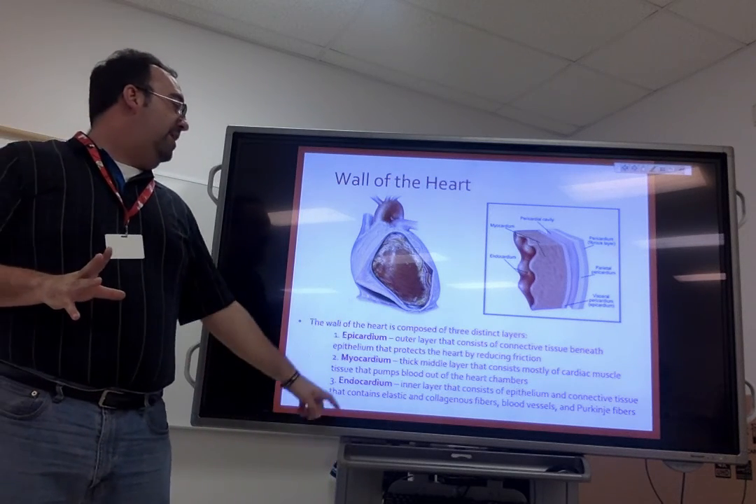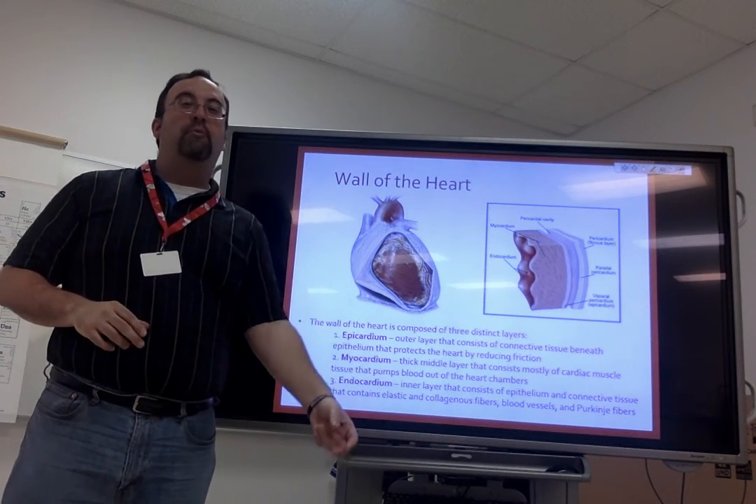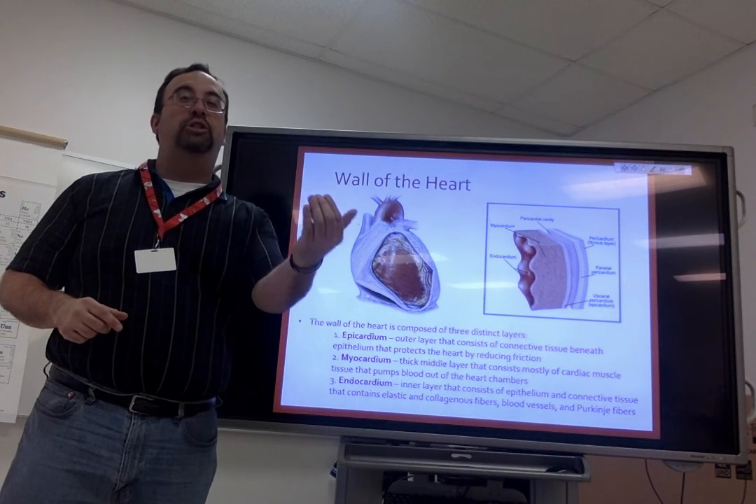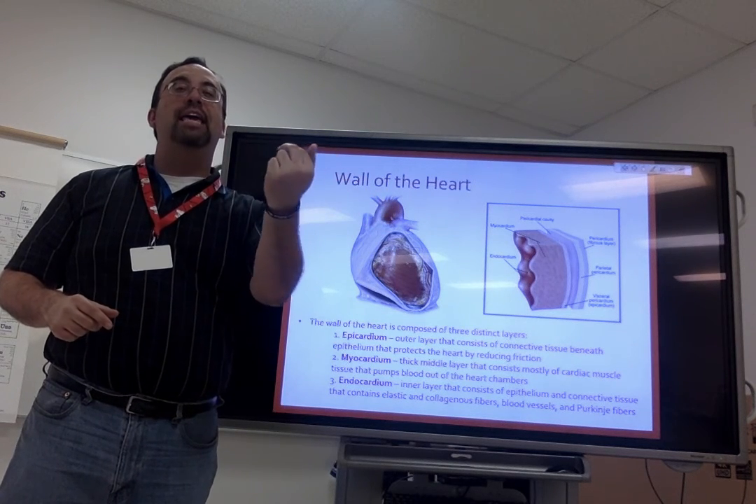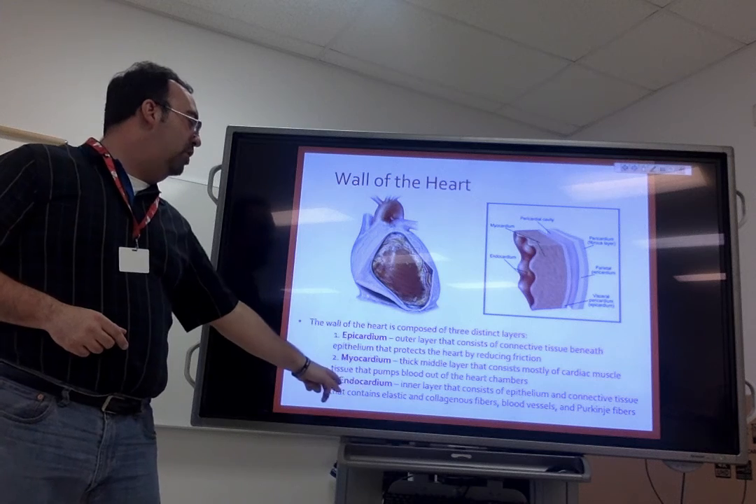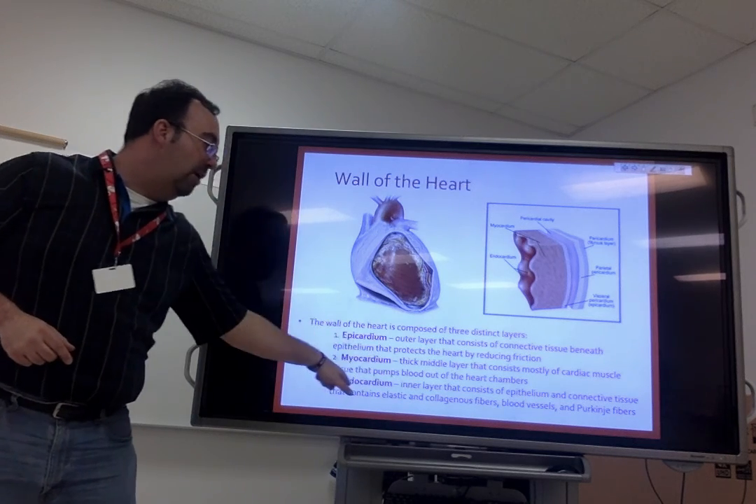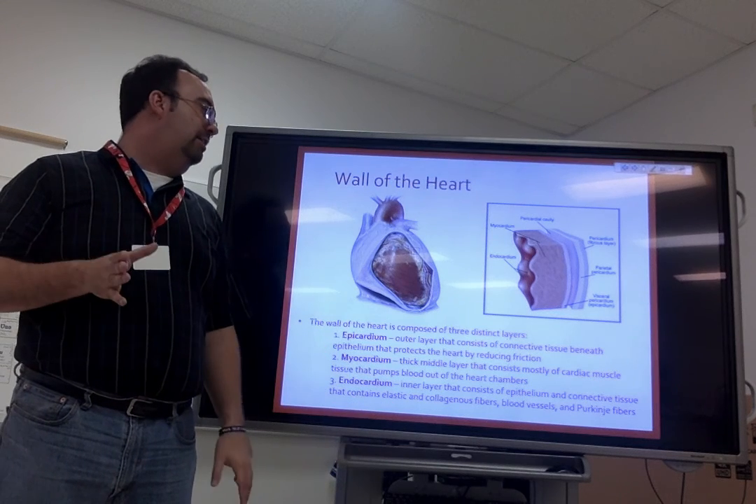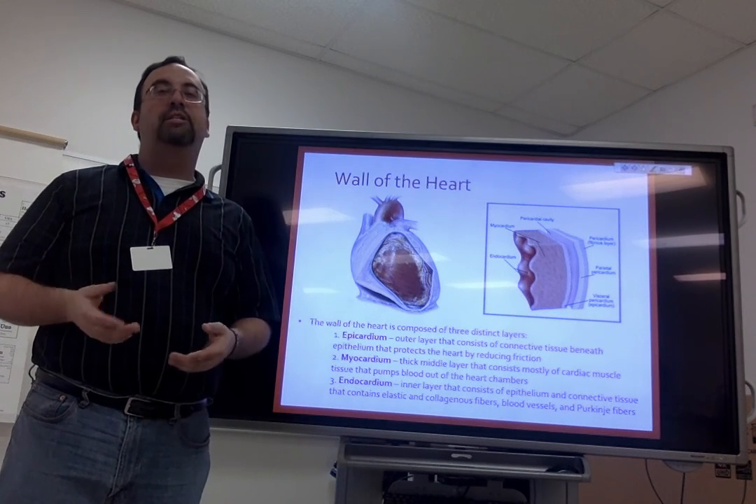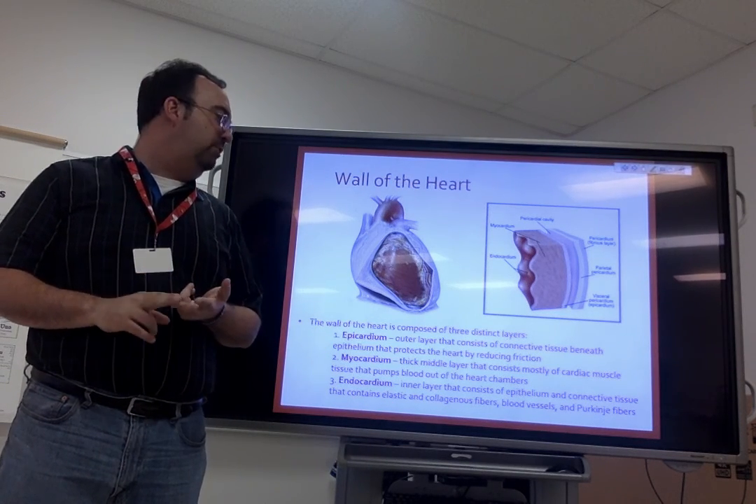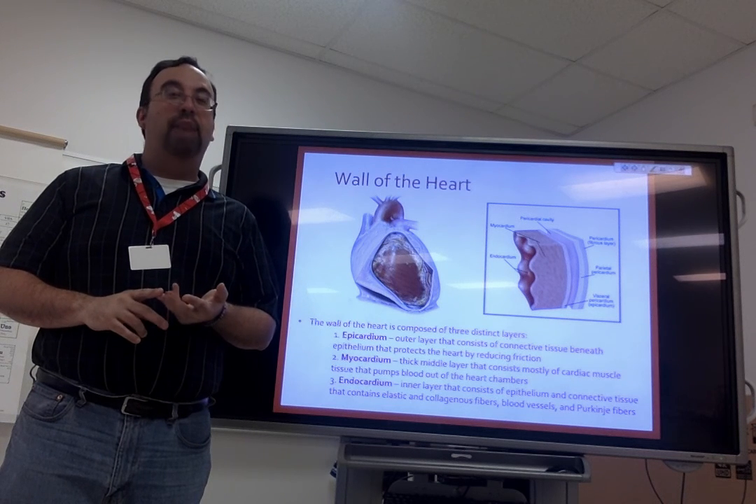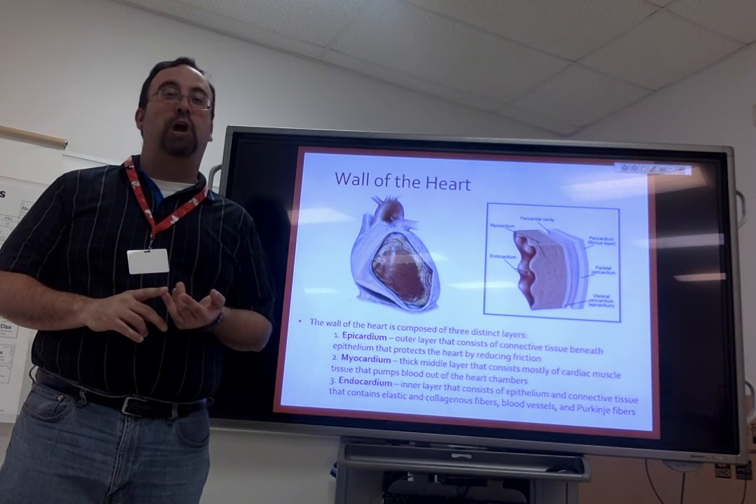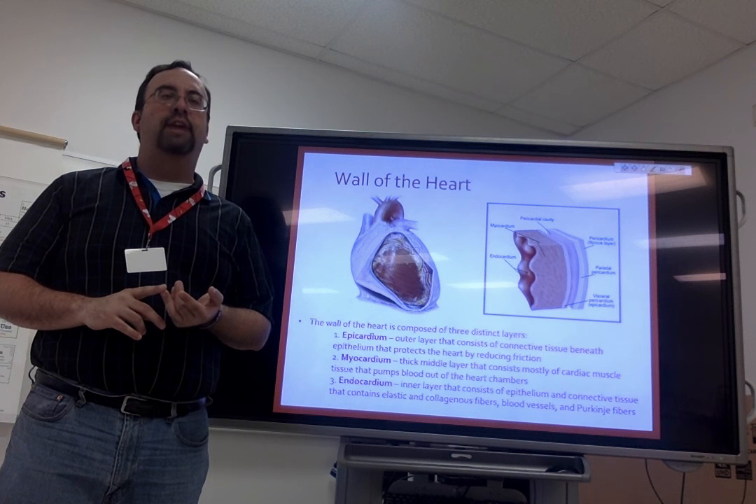And then the endocardium. Remember, when you come into or enter a room, you are coming into. So the endocardium is the inner layer that consists of epithelium and connective tissue. It also contains elastic and collagenous fibers, blood vessels, and Purkinje fibers. We'll talk about what each of those are in the next couple lessons.